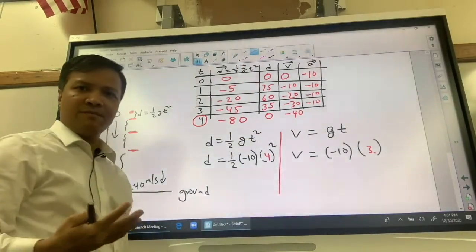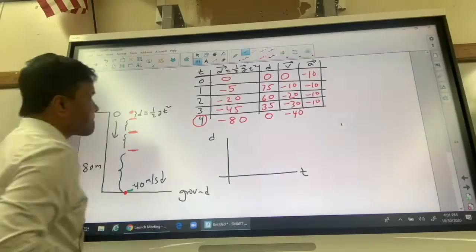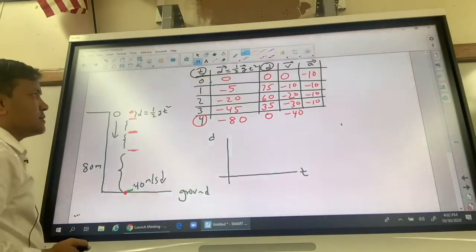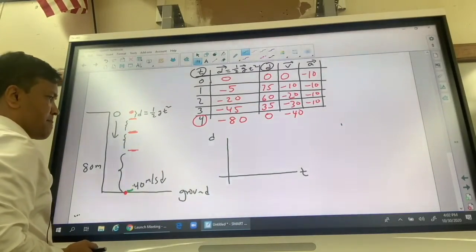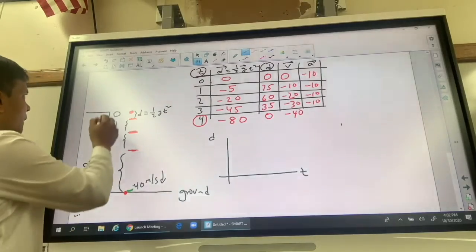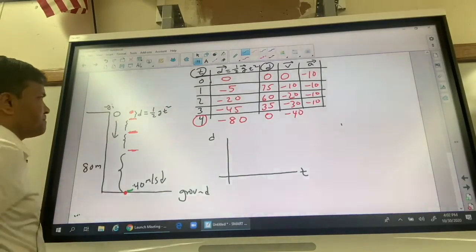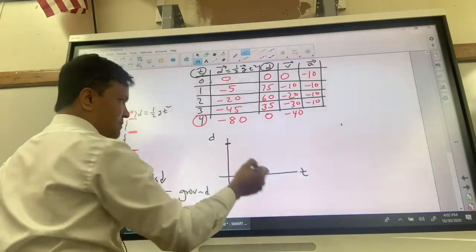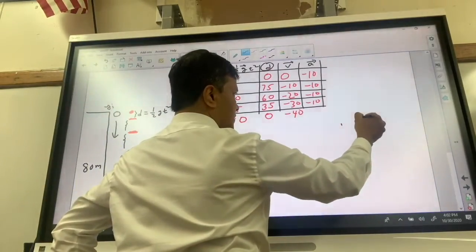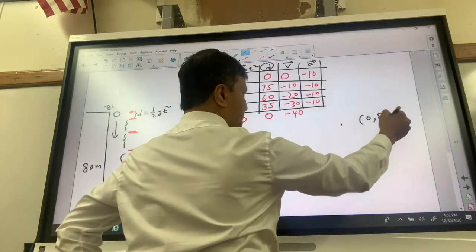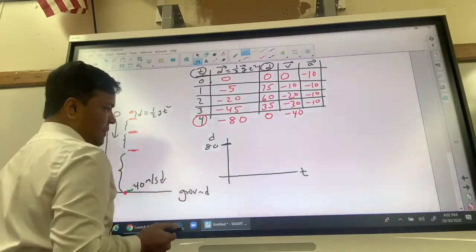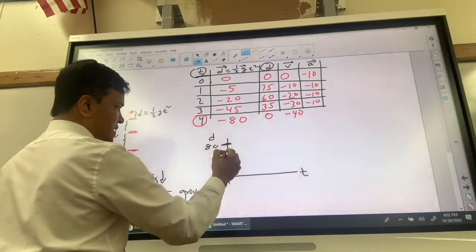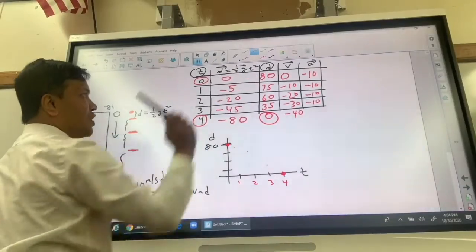Okay. Now I'm going to show you the graph. We are drawing the displacement-time graph. Let's call this one y initial. So y initial is 80. So our y-intercept is (0, 80). That's our y-intercept. Then we can do 20, 40, 60, and 80. So at 0 seconds, the ball is at the rooftop.